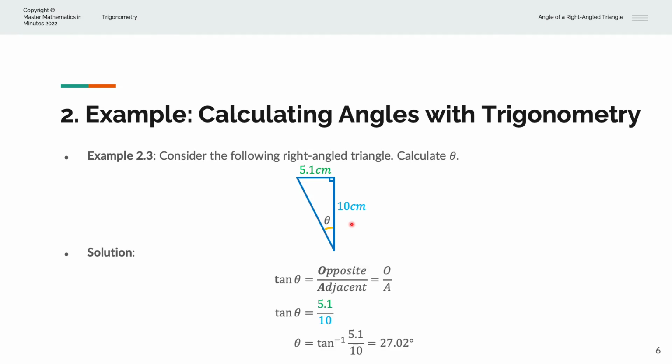So we have tangent of theta is equal to the opposite side over the adjacent side, or O over A. So tangent of theta is equal to 5.1, which is the opposite side, over the adjacent side, which is 10. And solving for theta, theta is equal to the inverse tangent function of 5.1 over 10, and that is equal to 27.02 degrees.